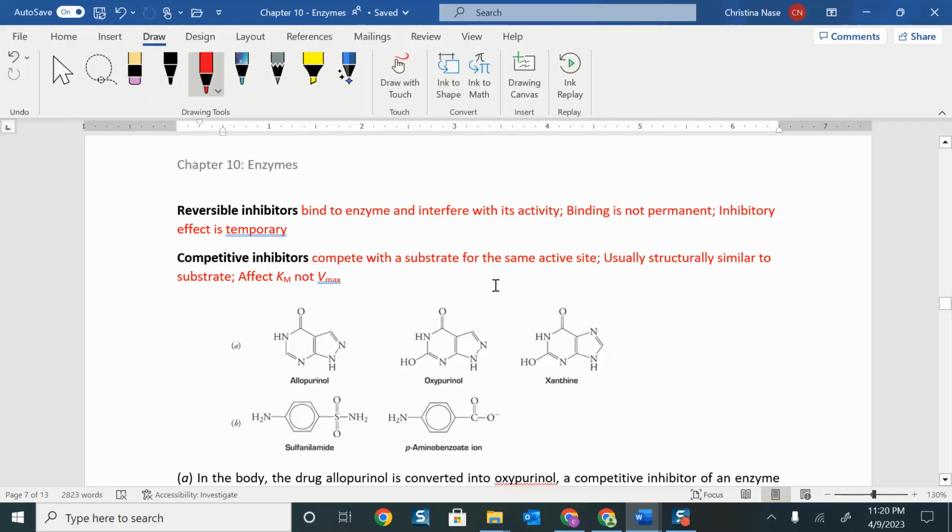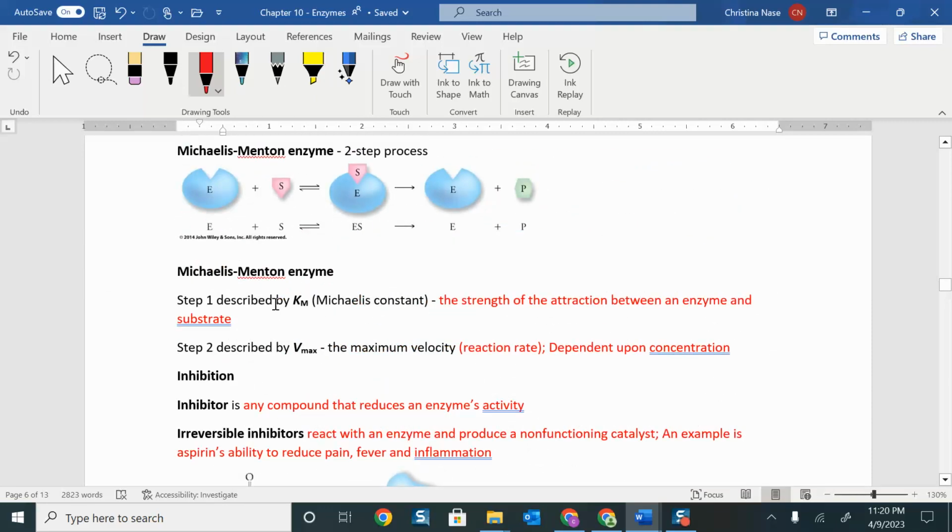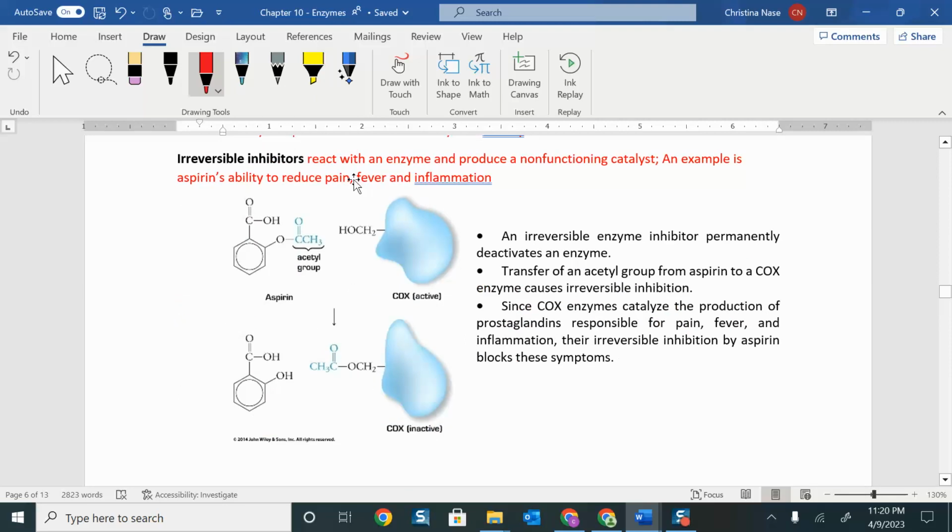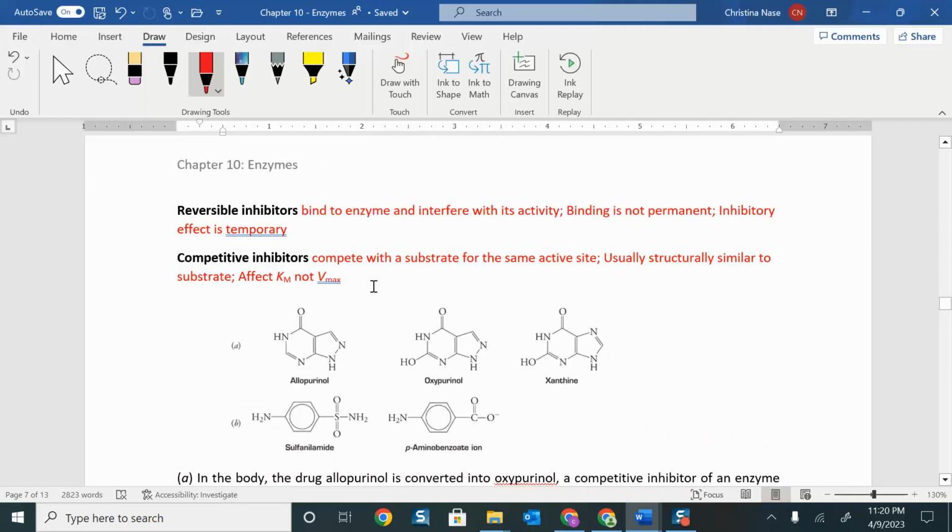Competitive inhibitors are when the inhibitor is going to look a lot like the substrate. They're going to have a lot of structural similarities because they're going to bind to the same active site. This is really going to affect that first step where you're forming the enzyme substrate complex. So instead of your substrate here, your inhibitor is going to form there. So it's going to affect the Km and not so much the Vmax.